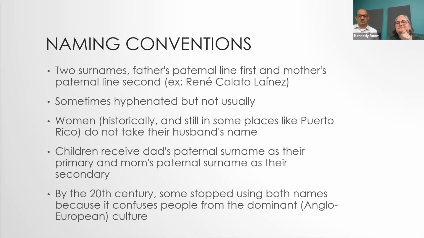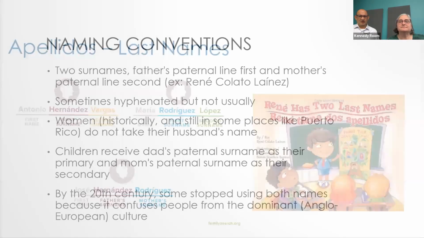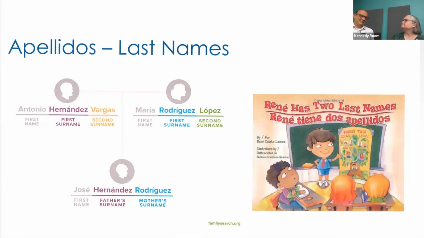We found a good slide, a good example from the State Library. You can see how easy it is to understand why Latinos have two last names with colors. On the left, the father's name, Antonio Hernandez Vargas, and the mother, Maria Rodriguez Lopez. And you see the child as Jose Hernandez Rodriguez.